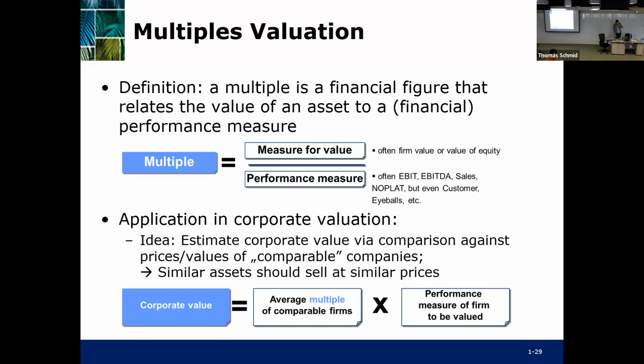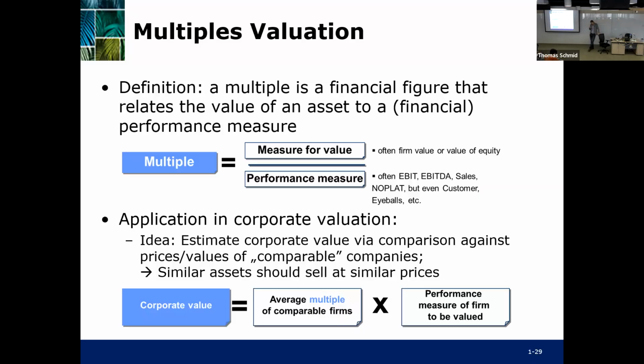Good. So this brings us to the last model, which we are talking about, the so-called multiples valuation. The idea of the multiples valuation, as I said before, is really very simple. The idea is that similar assets should trade at similar prices. So if you have an asset, a firm that you want to value, what you could do is find another firm that is very comparable to this firm. And then you could look at the value of this other firm and say, look, the other firm has a value of 1 million. My firm is very comparable, so it should also have a value of 1 million. So that's the basic idea.